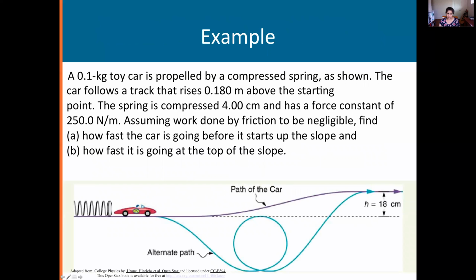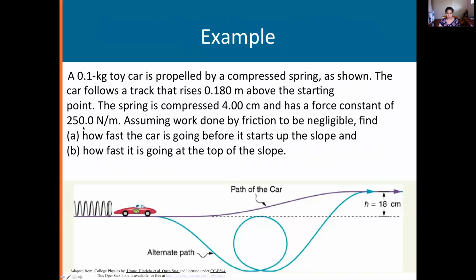So let's look at a problem. A 0.1 kg toy car is propelled, here's the car, is propelled by a compressed spring as shown. The car follows the track that rises 0.18 meters, that's here, that's 18 centimeters, above the starting point. The spring is compressed 4 centimeters and has a force constant of 250 newtons per meter. That's the value of k.